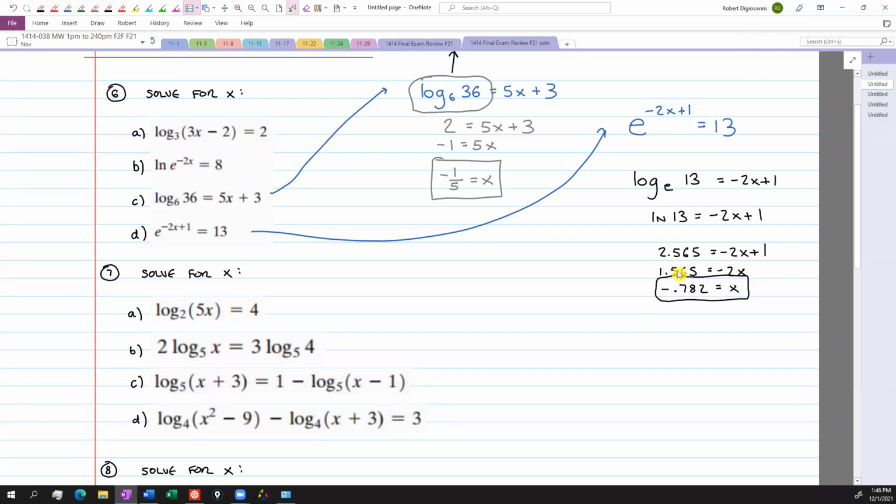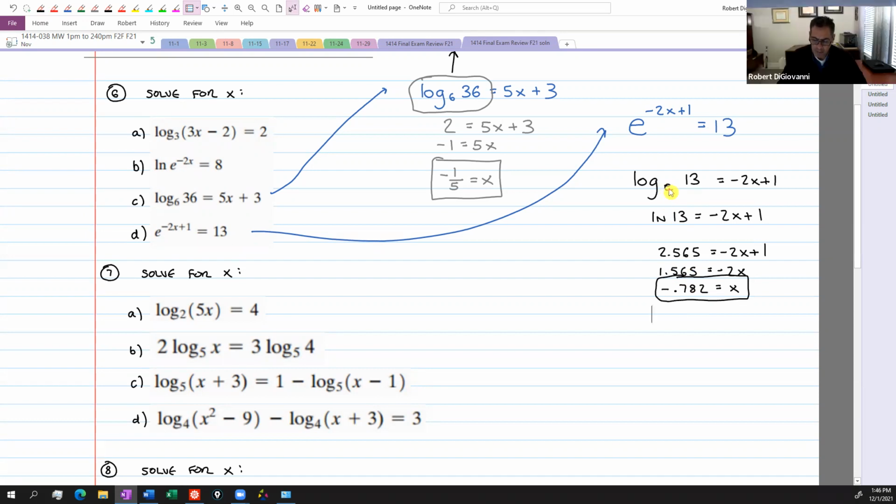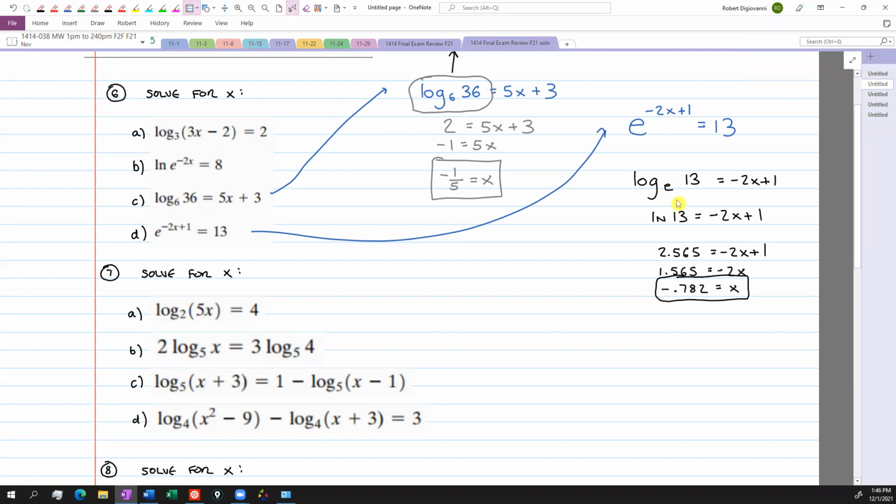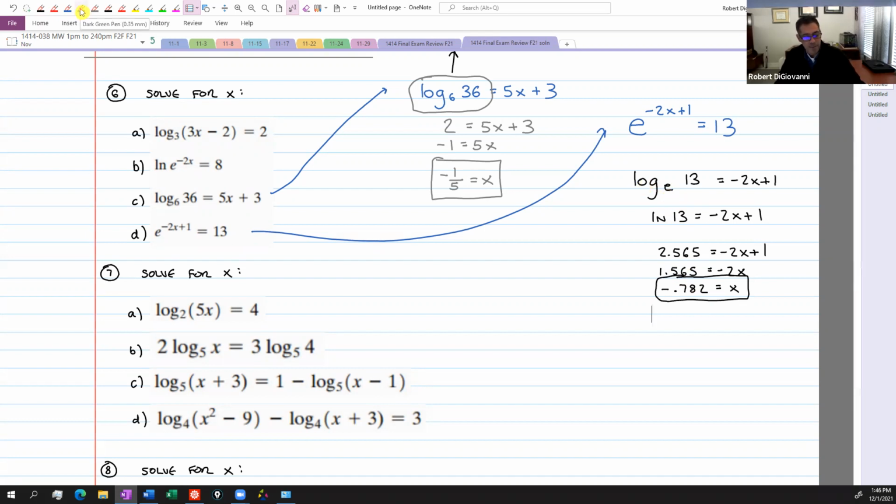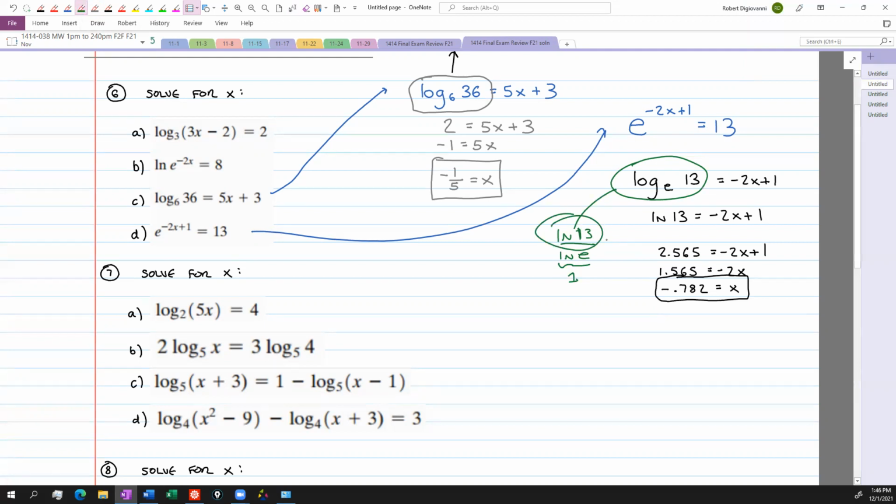Why didn't we put e again? Why did I put e? No, why didn't we? It was natural log 13. Why didn't we put natural log? Because e is the natural log, right? Whenever you have a logarithm with base e, that's what the natural log is. Now, your other option would have been to do this on your calculator, natural log of 13 over natural log of e. You could have done that, but it turns out that natural log of e is 1, so it's the same as just doing natural log of 13. Oh, okay, thank you.